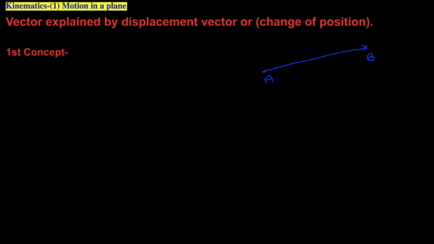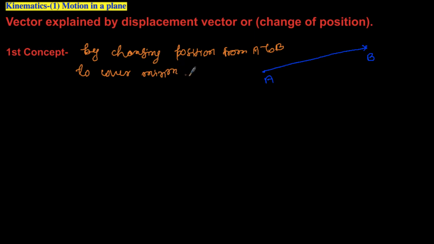So what is the first concept? First concept is: changing position from A to B to cover minimum distance gives the displacement vector. First concept is clear. Now the second concept.